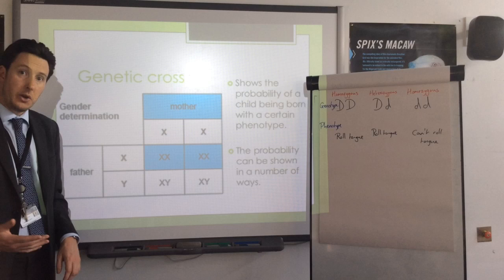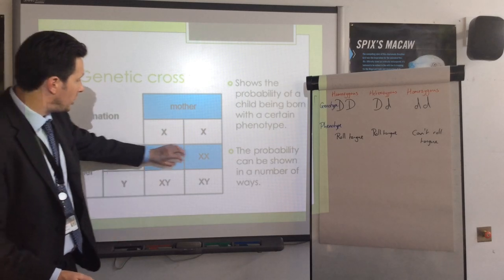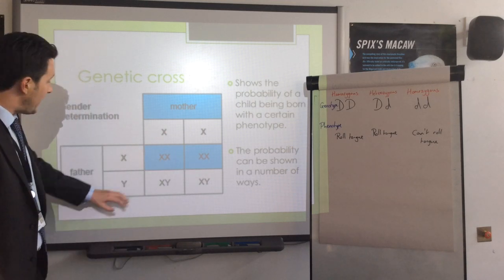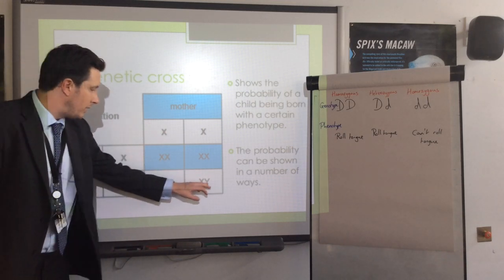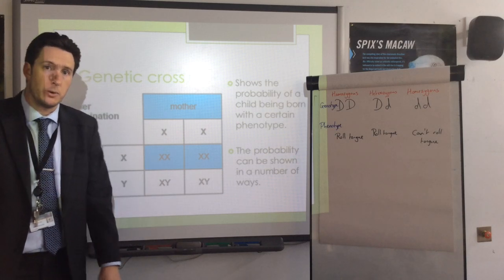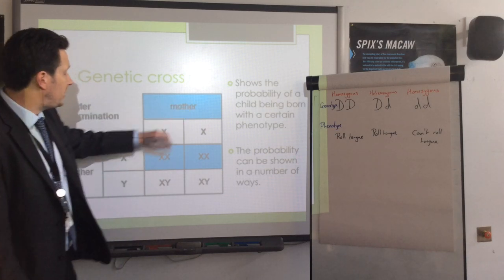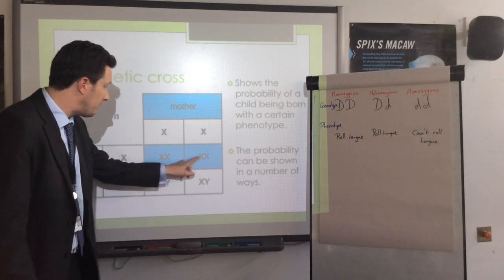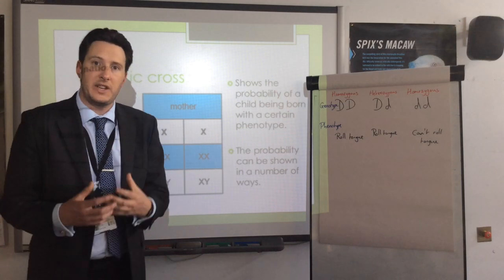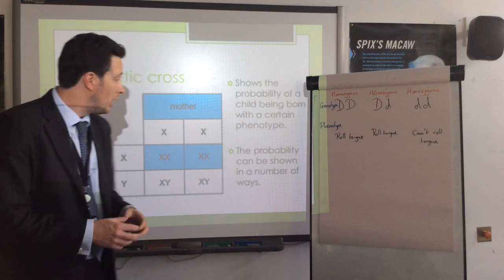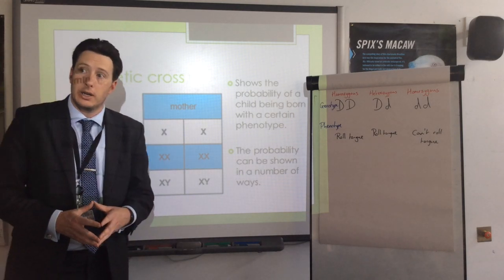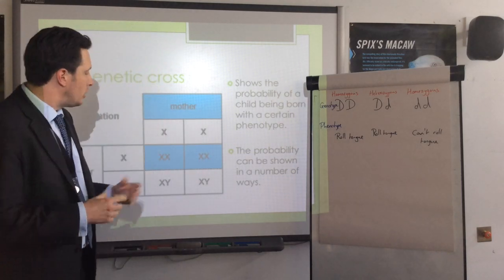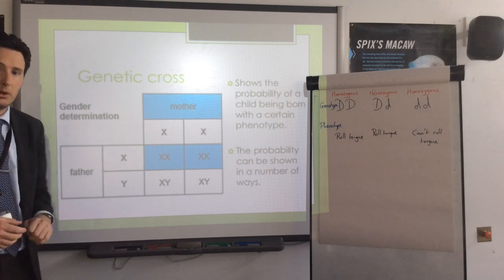Now remember, I said if you're XX, you are female. So these two children are female. And these two are male, XY, because that's the combination for male. This means if these two people were to have a child, the probability that their child will be female or male is 50-50, or 50%, or 1-to-1 ratio. Okay? For gender, it's always that. It's always 50% because this is always the combination that will happen.